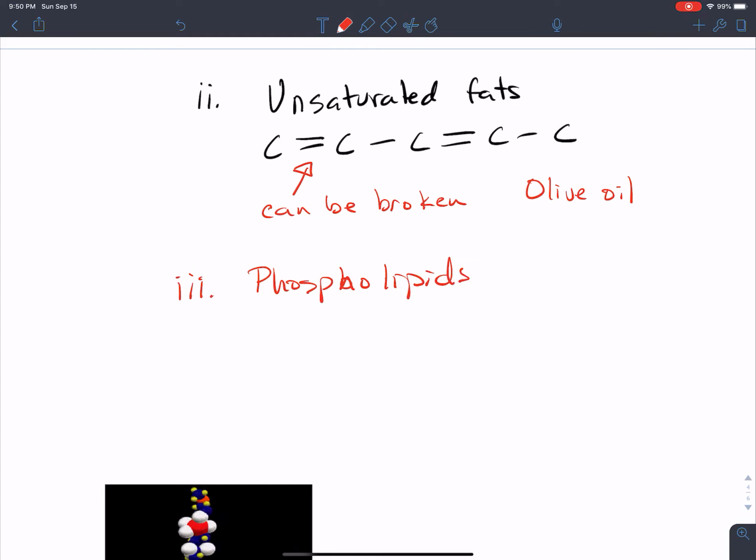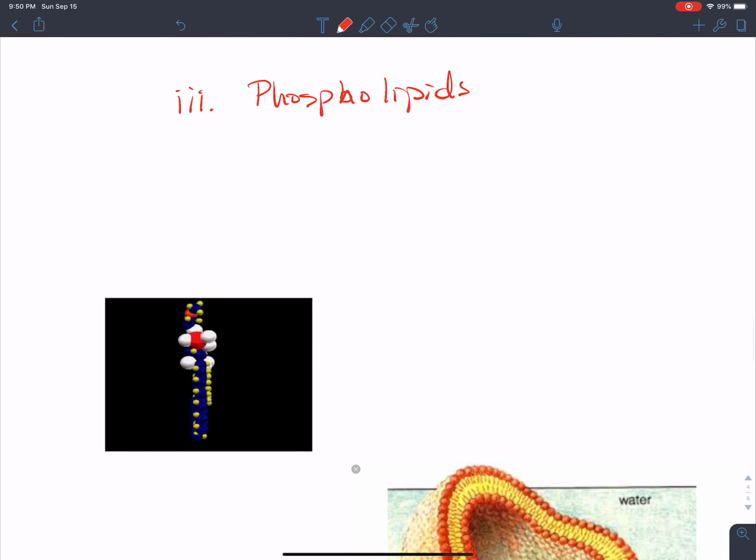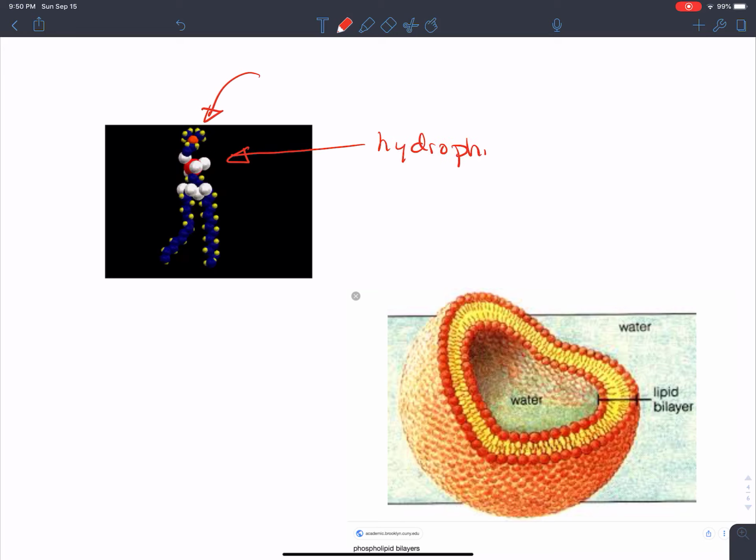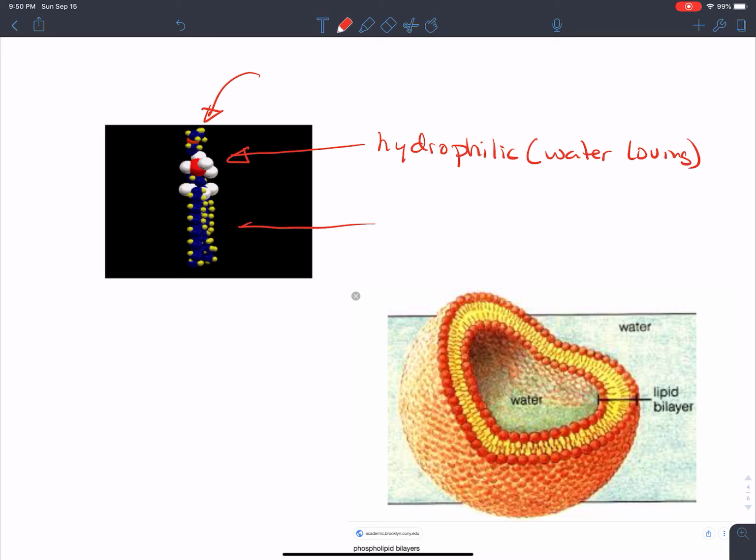Phospholipids are absolutely critical because they are found in every part of our cells. If you take a look at these pictures right here, this molecule right here is a phospholipid. The top of the molecule has a part that loves the water. It's called hydrophilic, and it means water loving. They love the water. The bottom part of this is called hydrophobic, and they don't like the water. They are water hating because they're made out of fats.